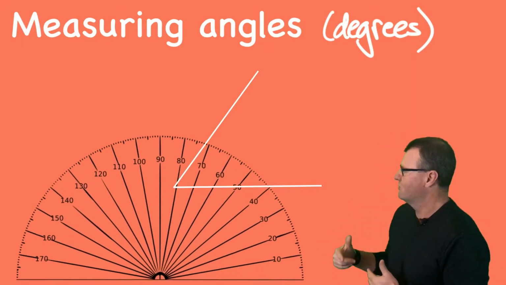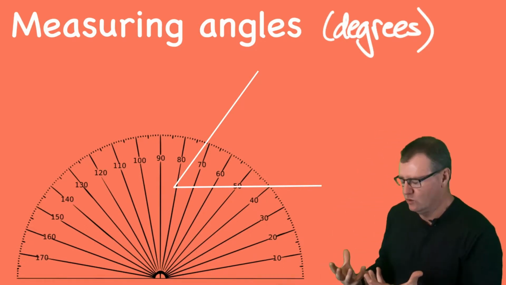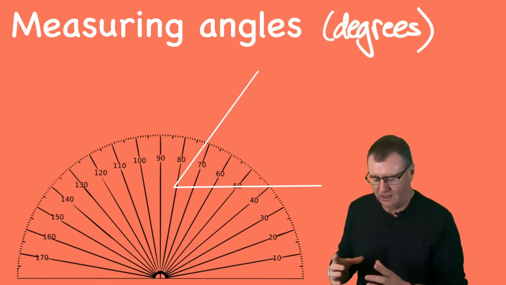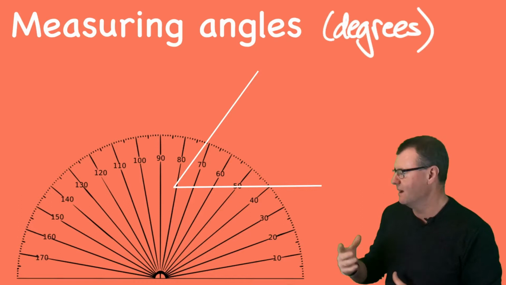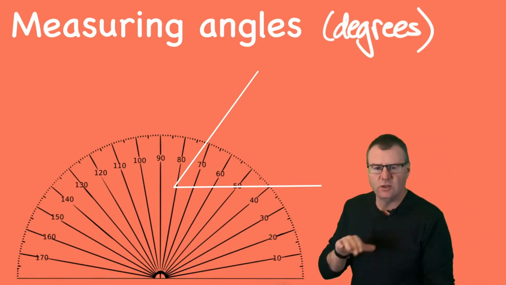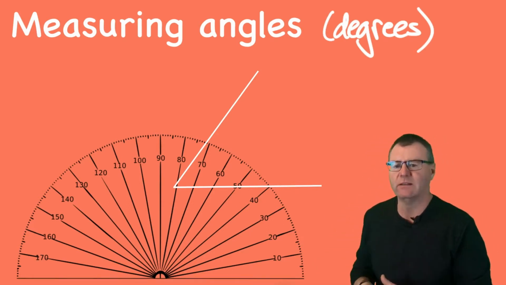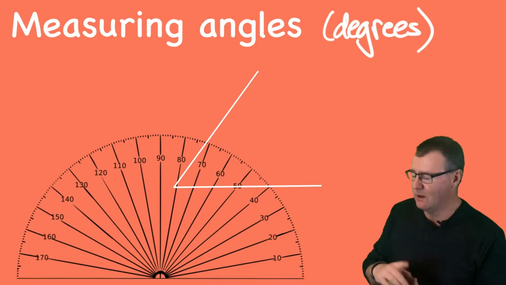Now I'm going to put a protractor over the top of this angle. You'll use one that's probably a bit of see-through plastic with markings on it that look just like this, so that you can see through the protractor to the angle underneath to do your measurement. Here's how we do it.